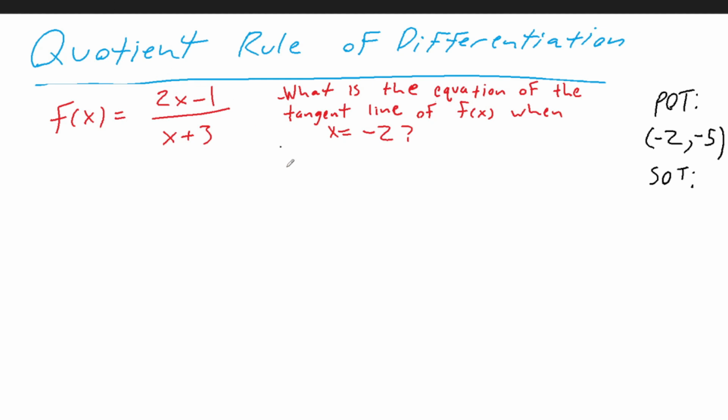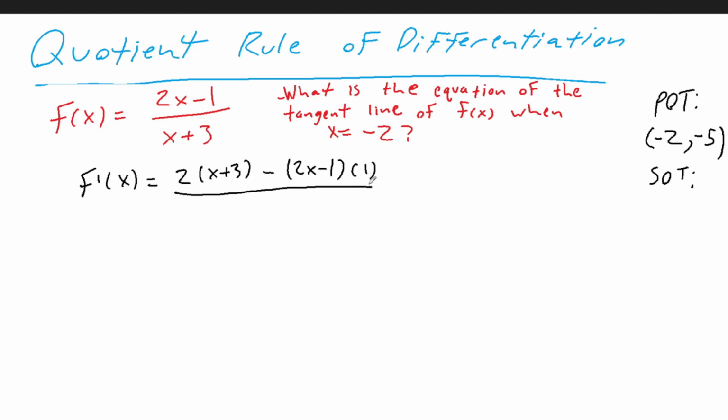So f prime of x, using the quotient rule, is the derivative of the top, or just 2, times the bottom as it is, minus the top as it is, or 2x minus 1, times the derivative of the bottom, which is just 1. And then that whole thing is divided by the bottom squared, so x plus 3 squared.